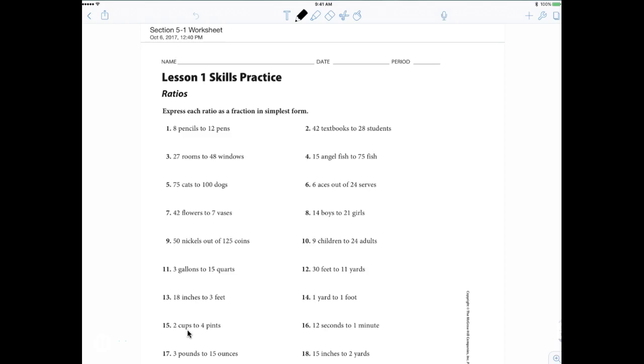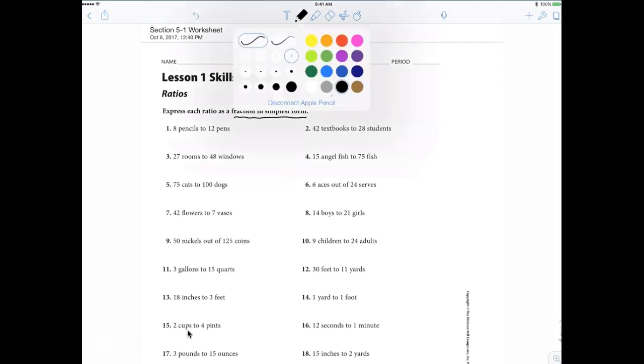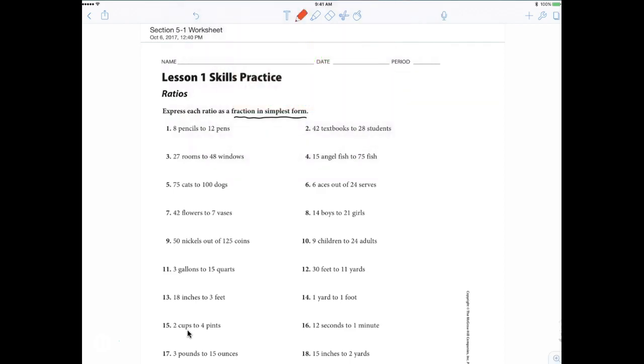This is Worksheet 5-1, and I'm going to explain everything to you. It should be easy for you because it's just about ratios and fractions and reducing fractions. So let's go ahead and get started. It says express each ratio as a fraction in simplest form, which, if you recall, just means you want to reduce the fraction.